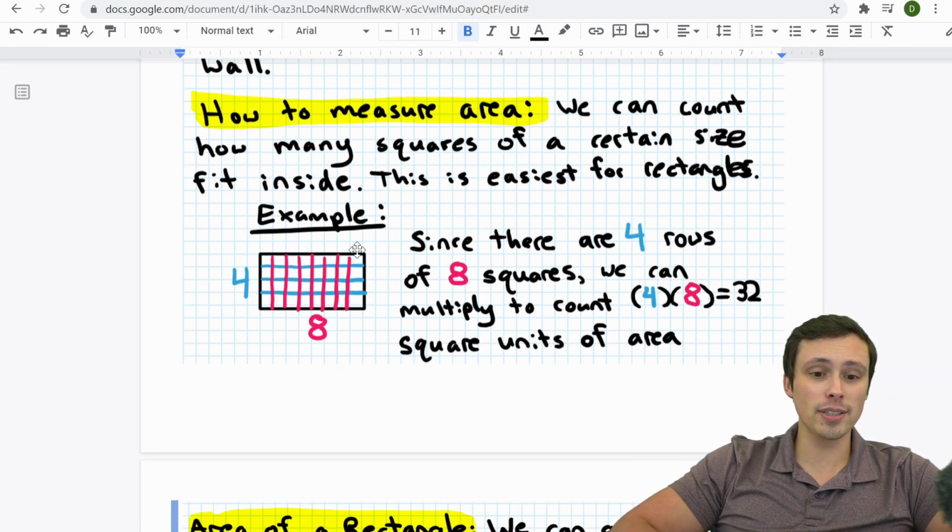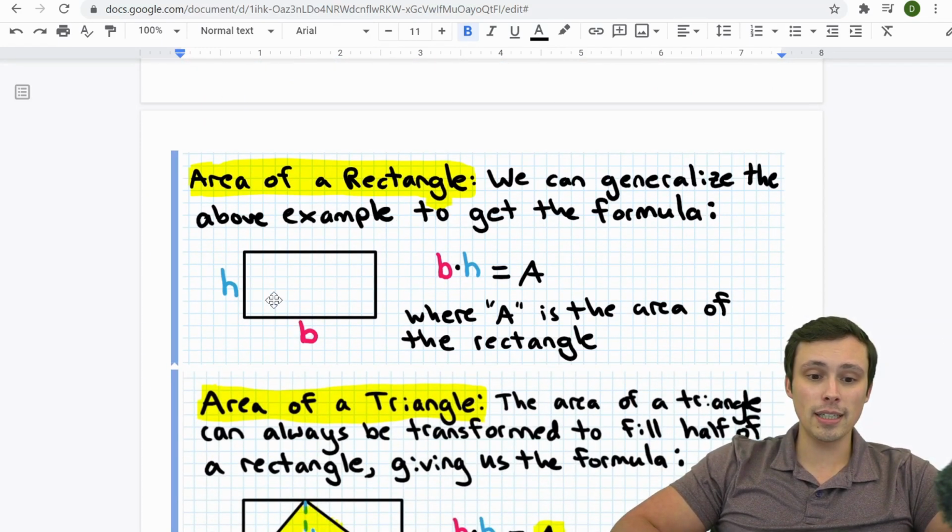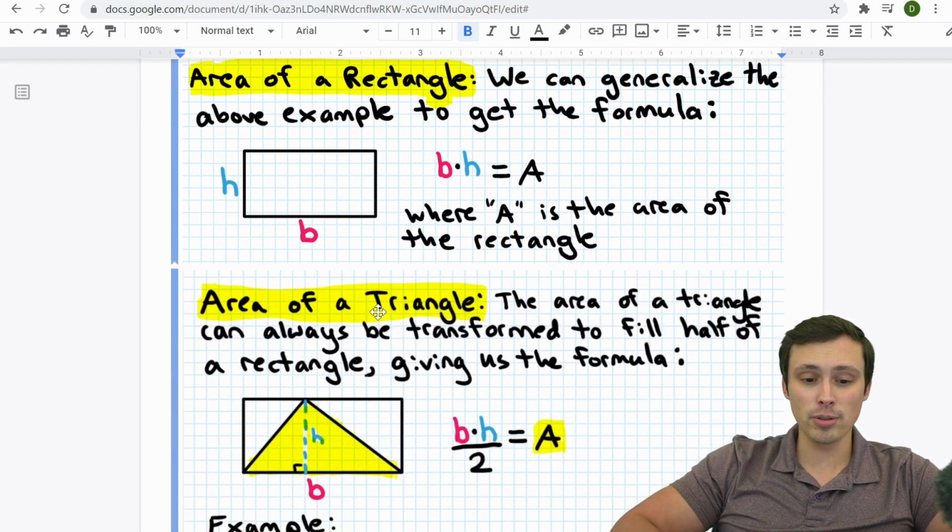And the easiest way to do this is in a rectangle where you could count how many rows of how many pieces there are. And the easiest way to do that would be using multiplication. So like 4 times 8, because you have 4 rows of 8, would get you the answer. So the area of a rectangle is just the base times the height equals the area, because that's counting up how many rows fit inside.